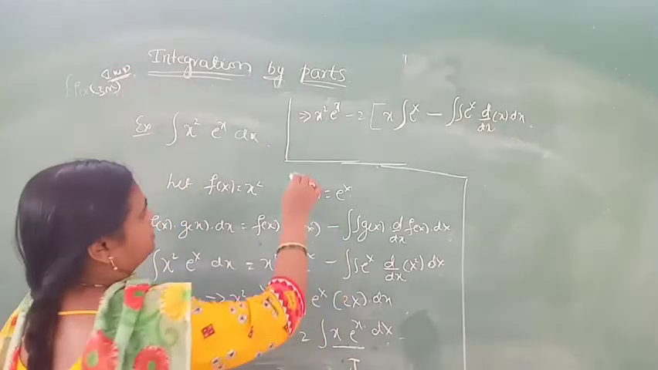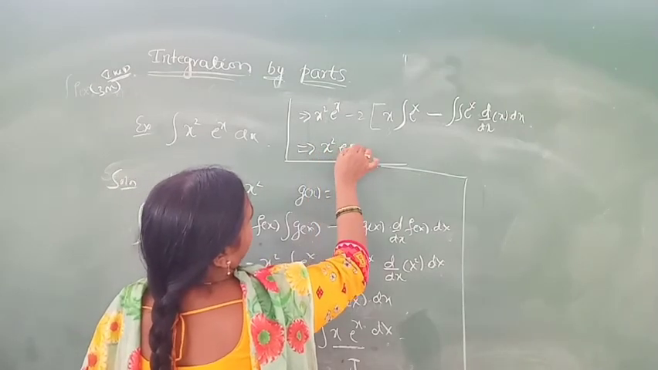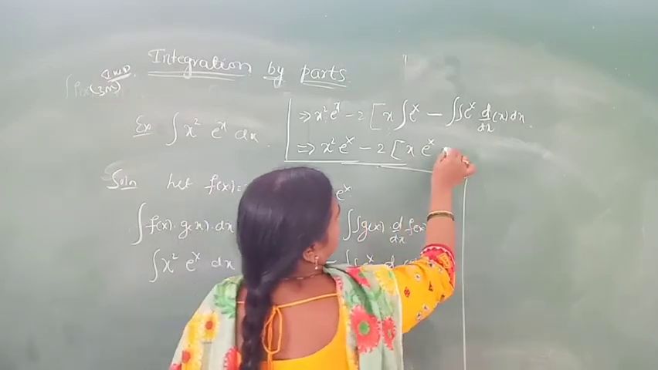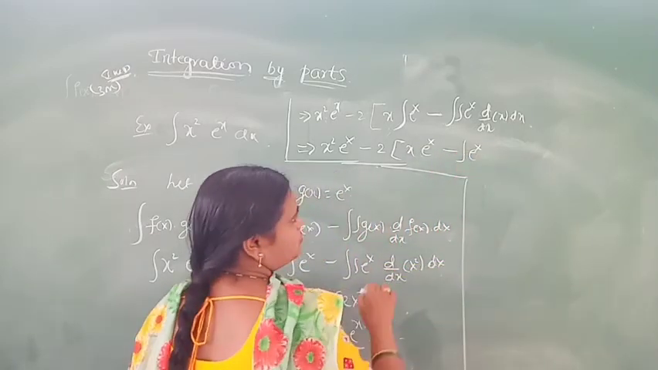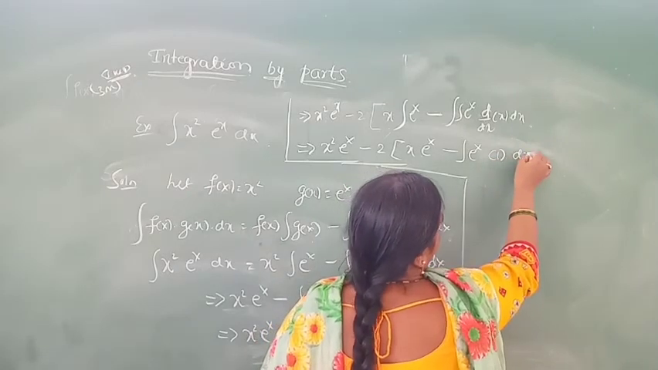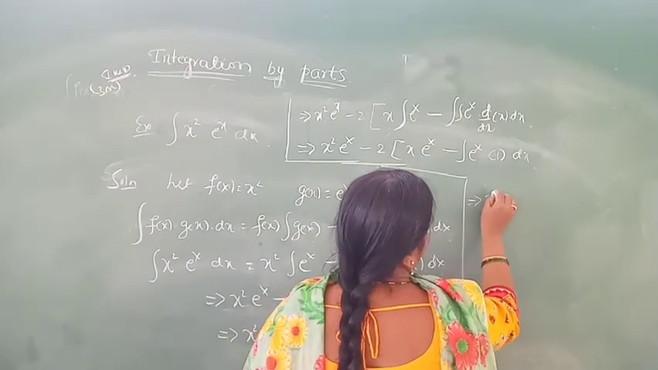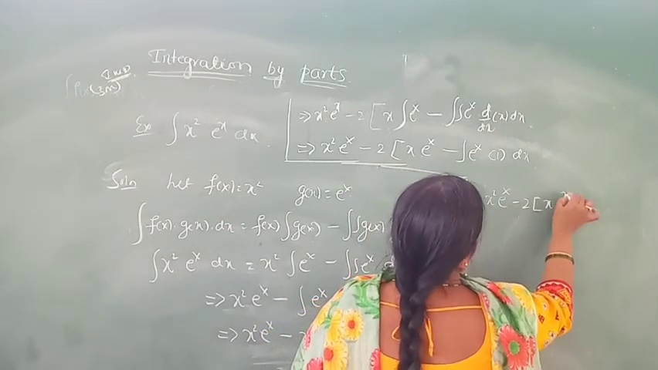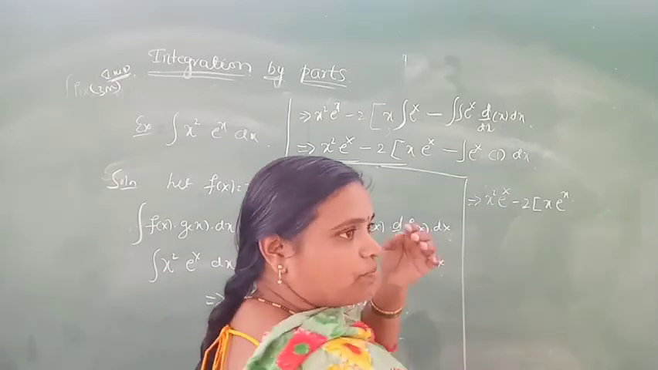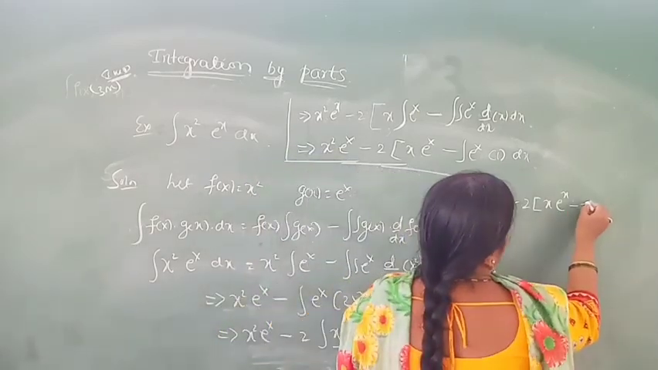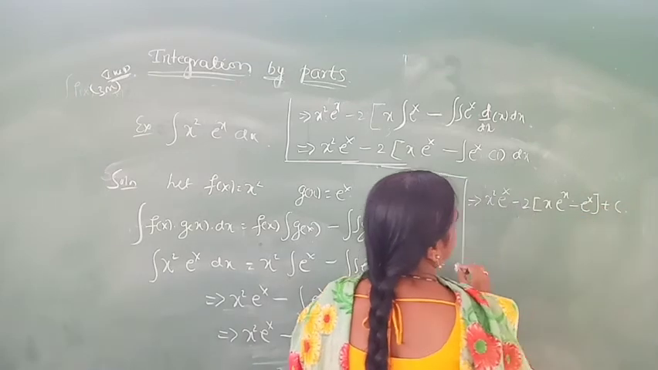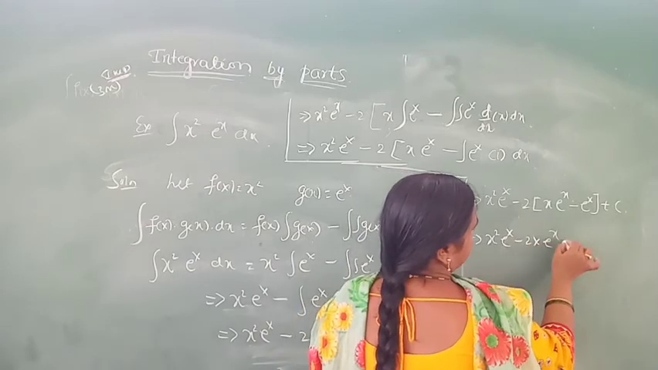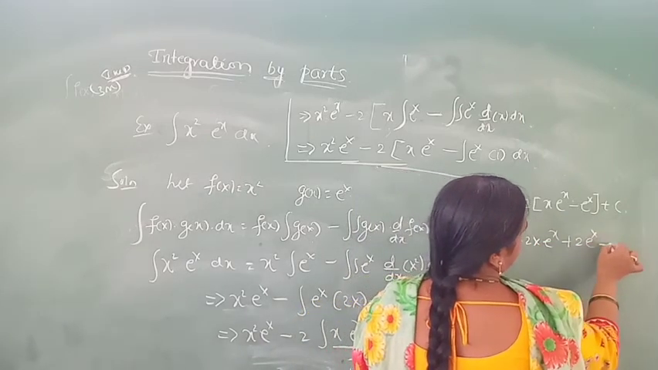Integration by parts. x square e to the power x minus 2 times x as it is, integration of e to the power x is e to the power x, minus integration of e to the power x is e to the power x, the difference of x is 1 dx. So we get x square e to the power x minus 2x e to the power x. e to the power x into 1 is e to the power x, and again its integration is e to the power x. Or else it is x square e to the power x minus 2x e to the power x, minus into minus becomes plus 2 e to the power x plus c.